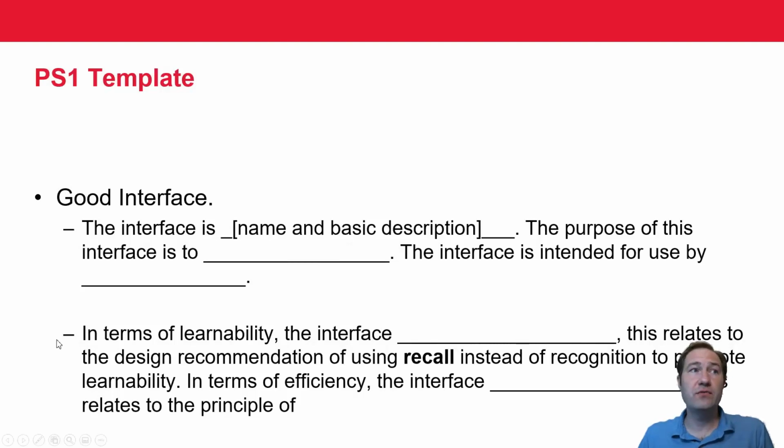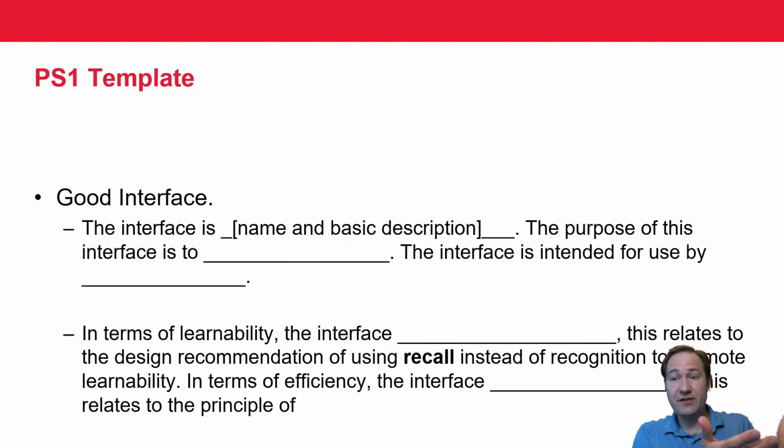So then you're just going to jump into 3 basic evaluations. One on learnability, one on efficiency, and one for safety. And not all the learnability and safety and efficiency things, but just one of each. So, for example, you might say, in terms of learnability, to make it really clear that's what you're talking about, the interface does this. So point out something in the interface that you think promotes or inhibits learnability. And then explain and relate that to a specific concept we talked about from class. I'm going to go through that list of concepts in a little bit, but for example, you might say that the learnability issue here relates to the design recommendation of using recall instead of recognition to promote learnability. That's something we specifically talked about in class.